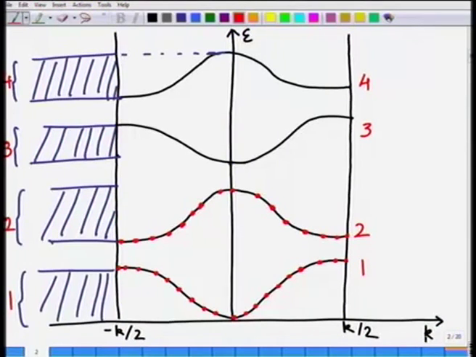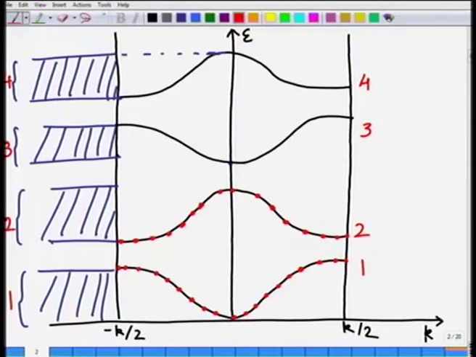Even this band number 2 is completely full. Band number 2 is completely full with electrons. I have put all the electrons in there. What about band number 3 and band number 4? Let us say band number 3 and band number 4 are completely empty. There are no electrons in band number 3 or 4.